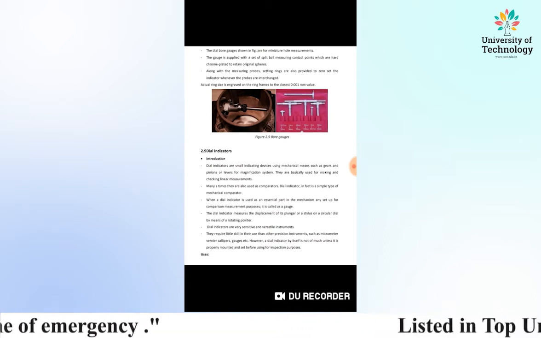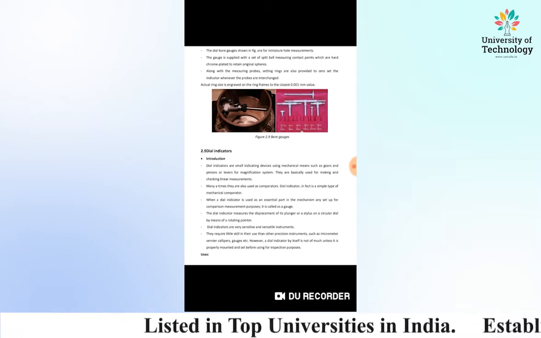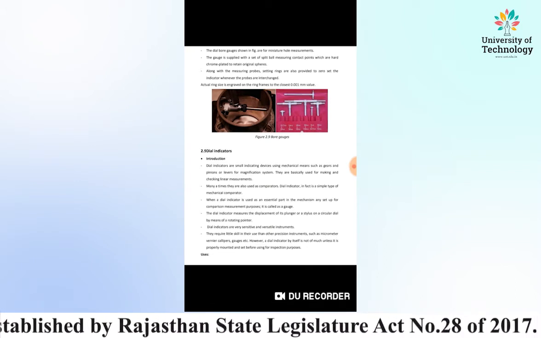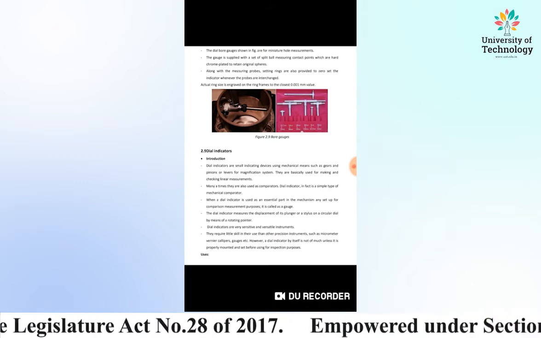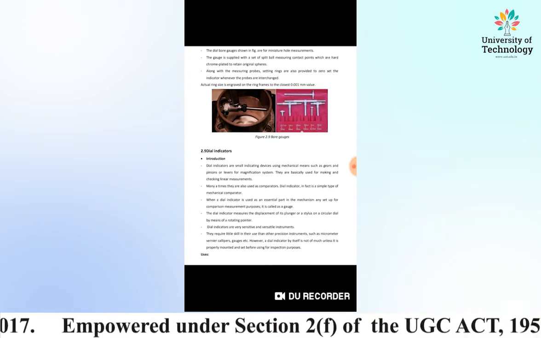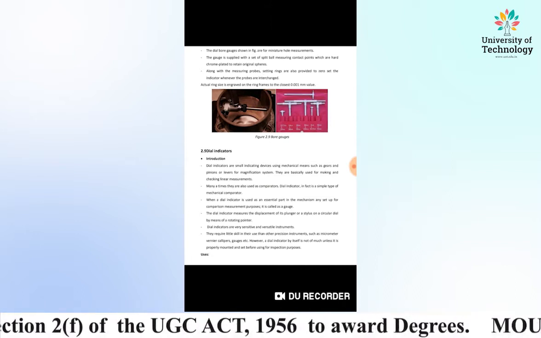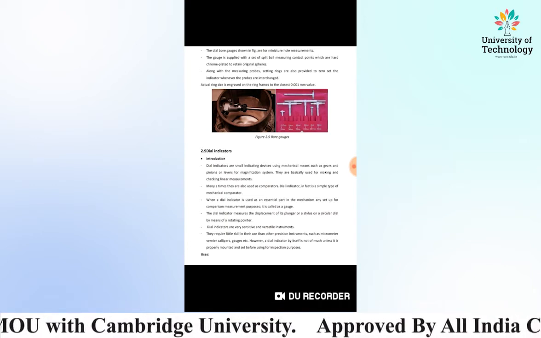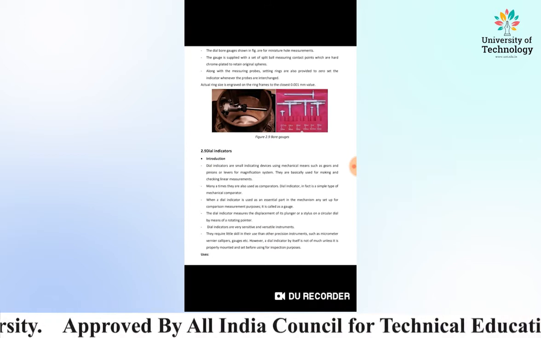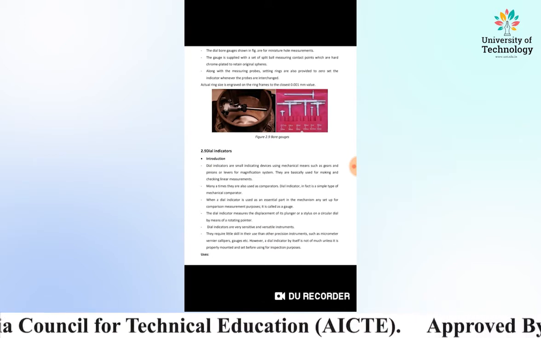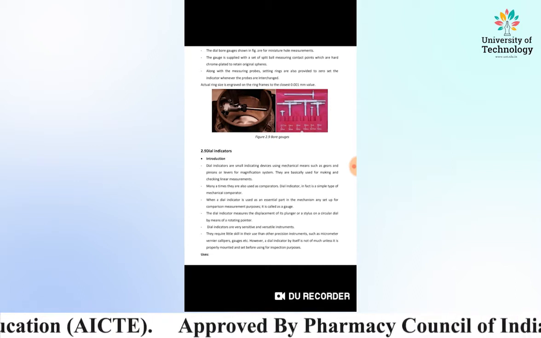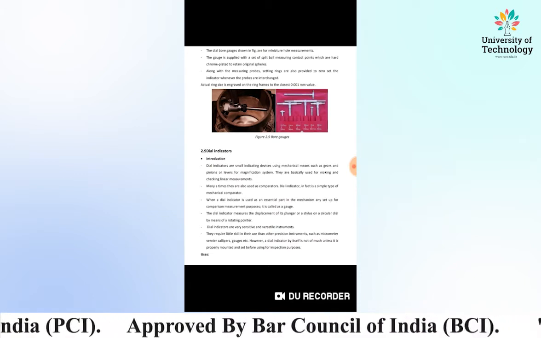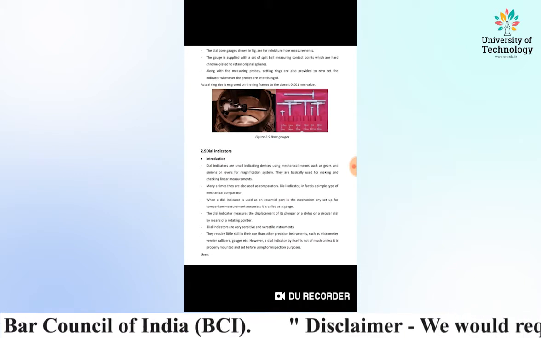Now we will discuss the topic dial indicators. Dial indicators are small indicating devices using mechanical means such as gears and pinions or lever for magnification system. They are basically used for making and checking linear measurements. This type of indicators are very sensitive and versatile instruments.